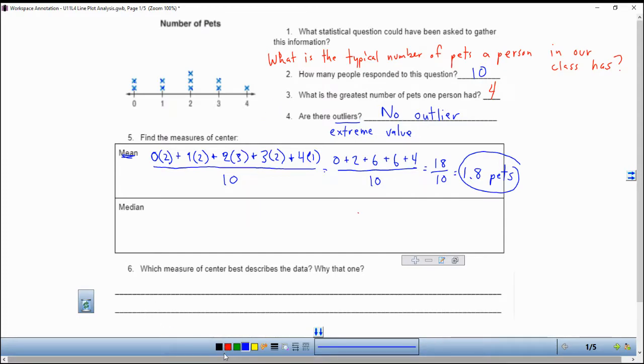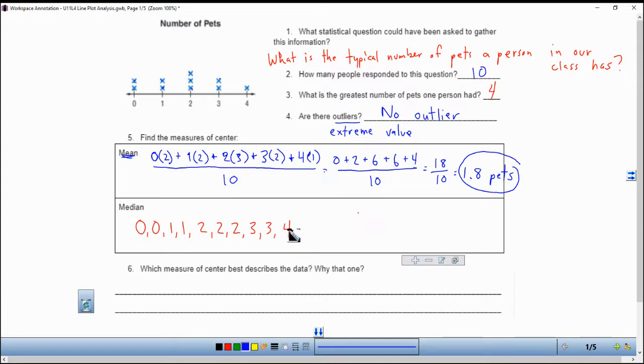So that's about the middle. Let's check out the median. With the median, what we're going to do is take each data point and line them up from least to greatest: 2 zeros, 2 1s, 3 2s, 2 3s, and a 4. And we're going to use this crossing out method to find either the middle 2 or the middle 1.